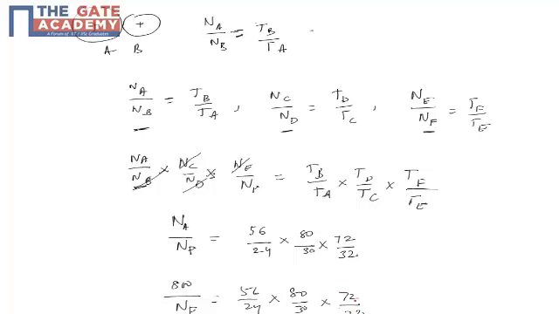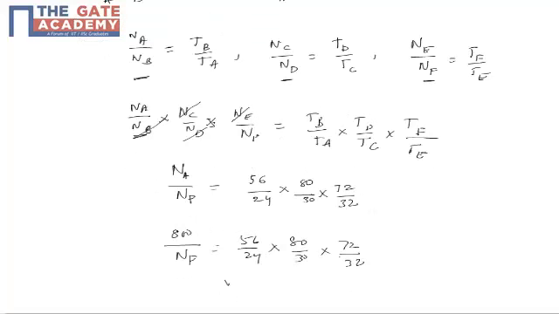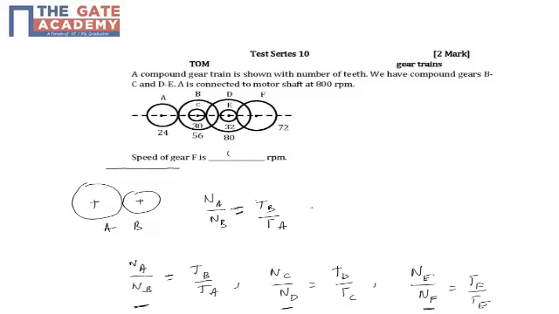So if you simplify this, we get NF as close to 57 RPM. This is just a matter of calculator, so 57 RPM is the answer for NF. This is just a fill in the blank question. So 57 RPM is the answer. Thank you.